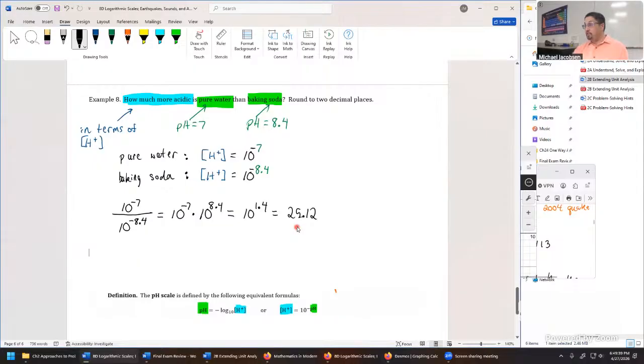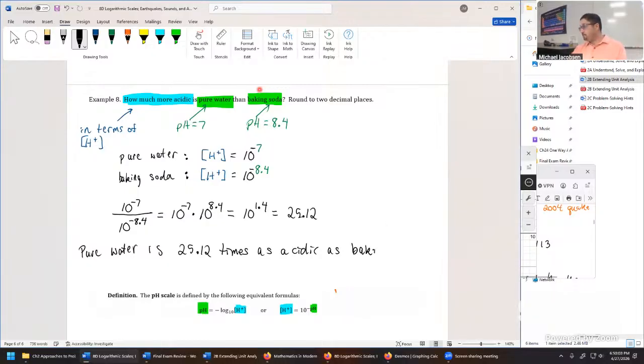So now if we have a 25.12, we can say pure water, the thing that came first here, is 25.12 times as acidic as the second quantity with that pH 8.4, baking soda. It's quite a lot. We went up by 1.4 from pure water to baking soda in terms of the pH scale. That was a difference of almost 25 times more acidity, more hydrogen ion concentration going on.